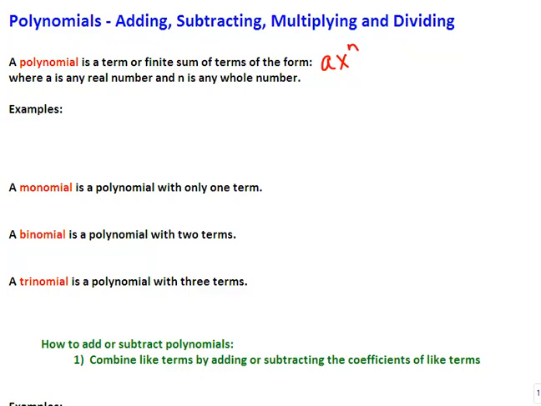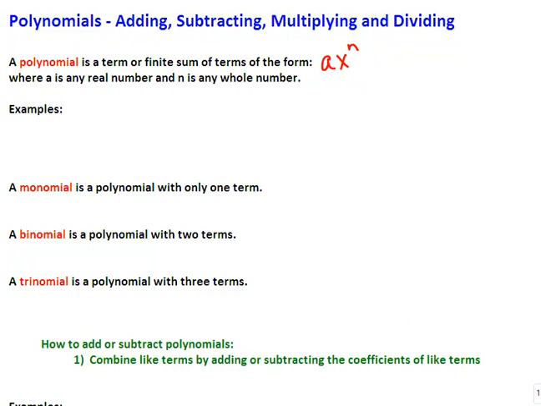Welcome to the lecture on adding, subtracting, multiplying, and dividing polynomials. First, let's define what a polynomial is. A polynomial is a term or finite sum of terms of the form ax to the n, where a can be any real number and n is any whole number. Remember that a whole number is 0, 1, 2, 3, 4, and so on. So no fractions, no decimals, no negatives.